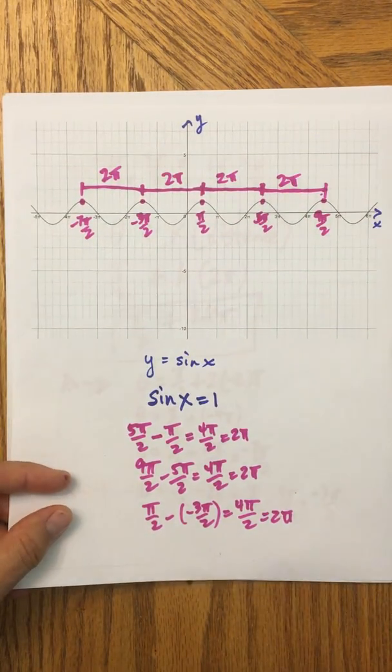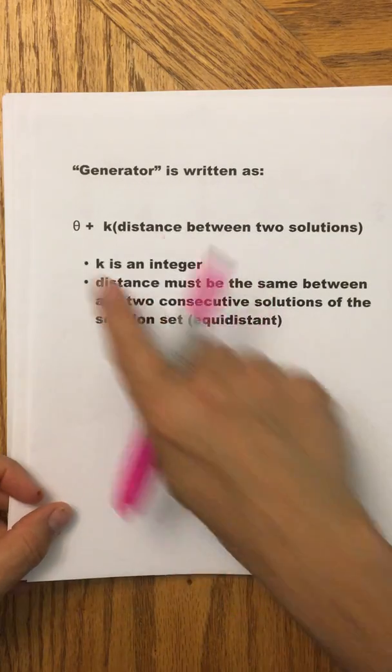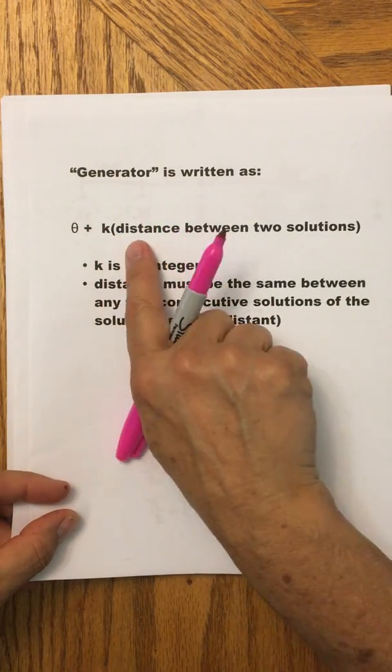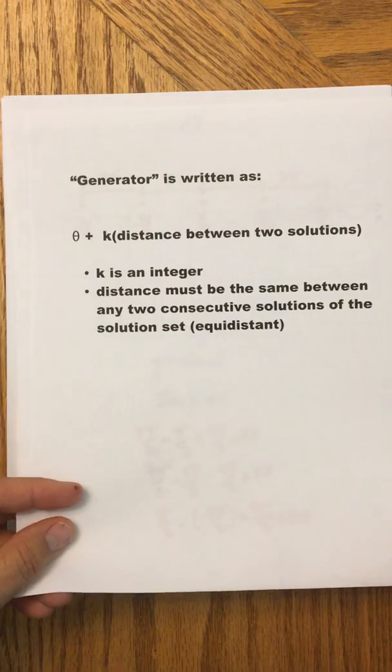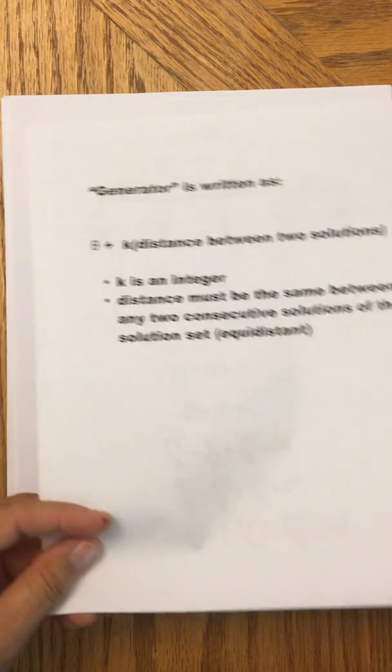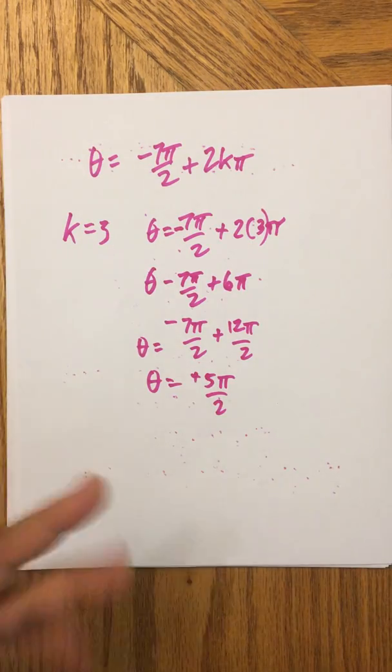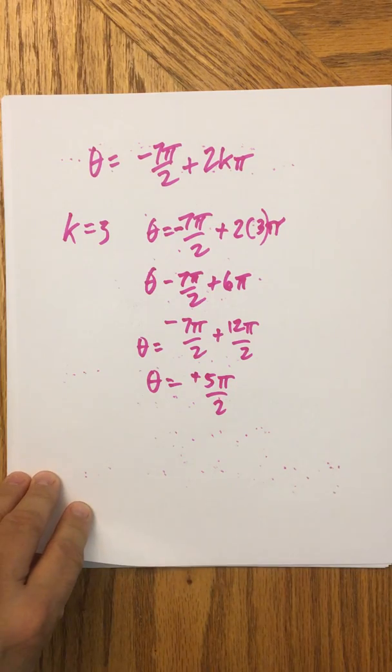So again, your generator really can be any theta, and then k times the distance between any two solutions, right? You know how many times to move forward or backward to get to all your solutions. Or to put a specific one, in this case we tried. All right.